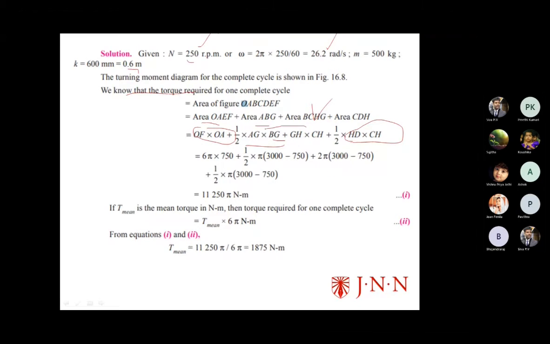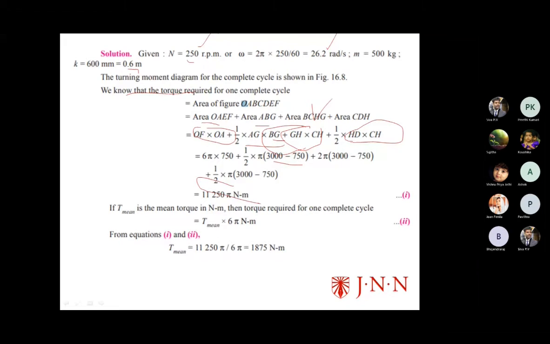So when we simplify all this, OAF is 6π into 750, half π into 3000 minus 750, plus 2π into 3000 minus 750. Once simplified we will get 11,250 into pi Newton meter. So if T mean is in Newton meter, then torque required for one complete cycle.